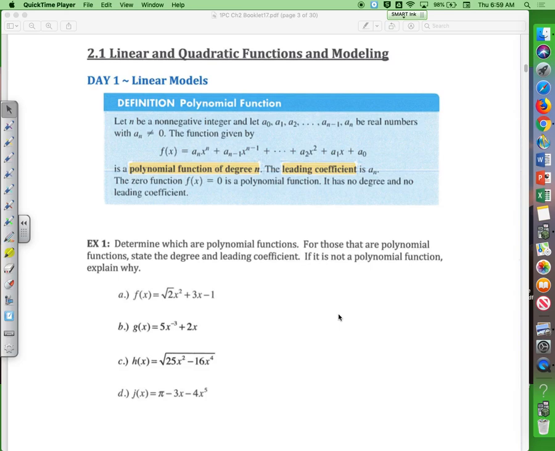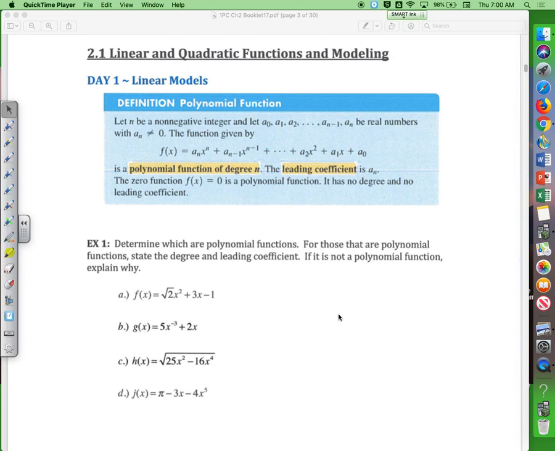In 2.1, we're going to first look at linear functions and modeling, and then we'll look at quadratics in the next lesson. So the first thing we're going to talk about is polynomial functions, and the whole chapter is based on solving polynomial functions. We're going to start with the most basic one, like I said, which is linear. So we need to be able to identify what is a polynomial function and what's not a polynomial function.